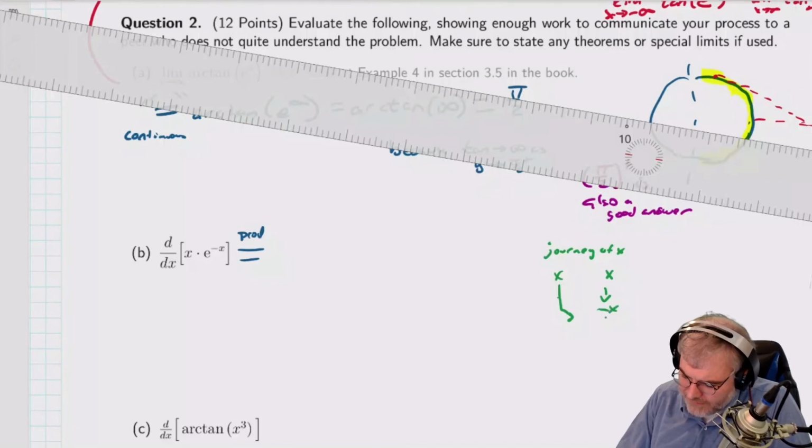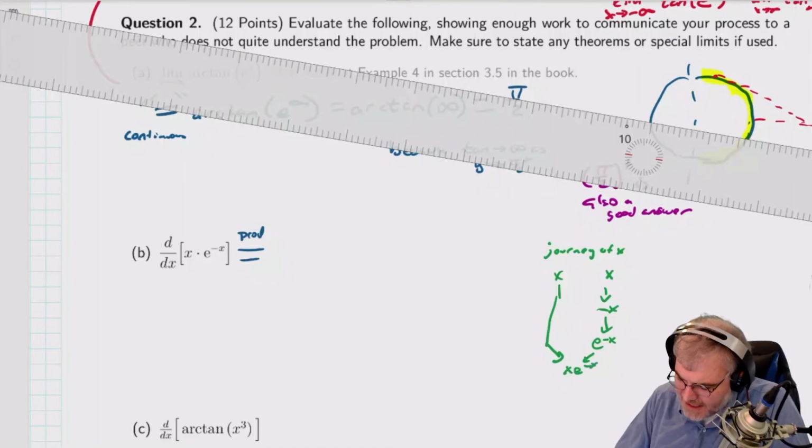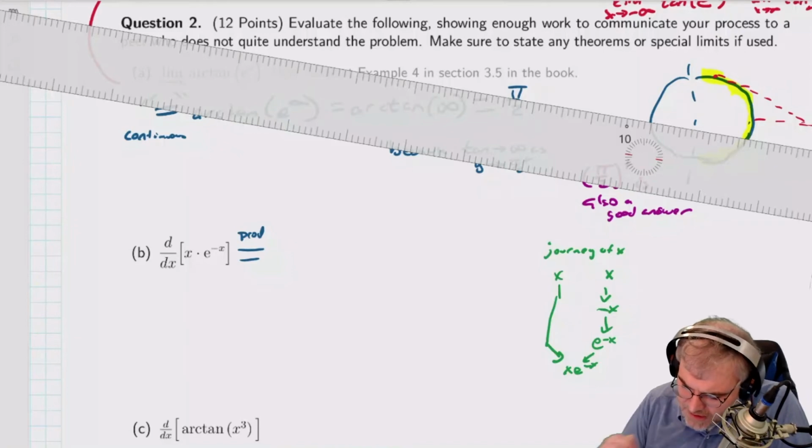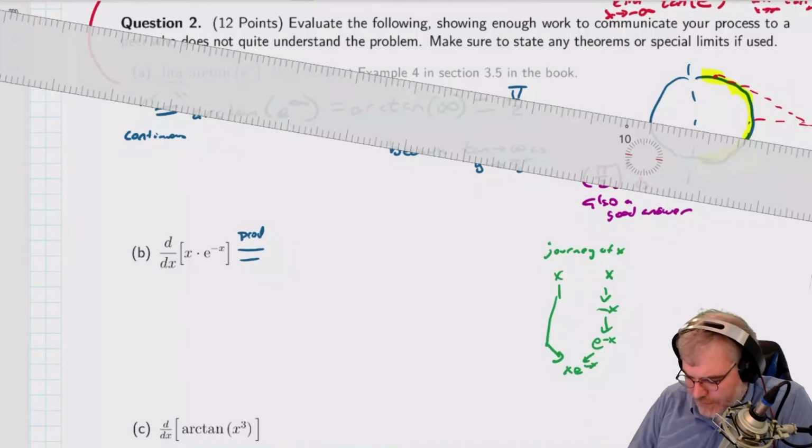Negative x. And then I've got kind of an e to the negative x here. And then this little x thing gets just shoved onto it. So then I've got x times e to the negative x. The last thing that happens is a product rule. There's going to be a chain on that side. Okay, so that's the journey of x, if that helps you.